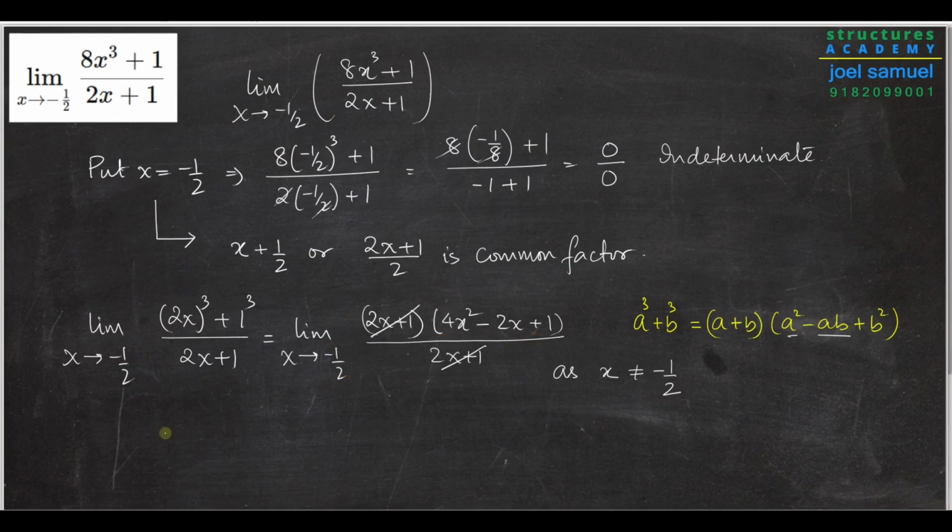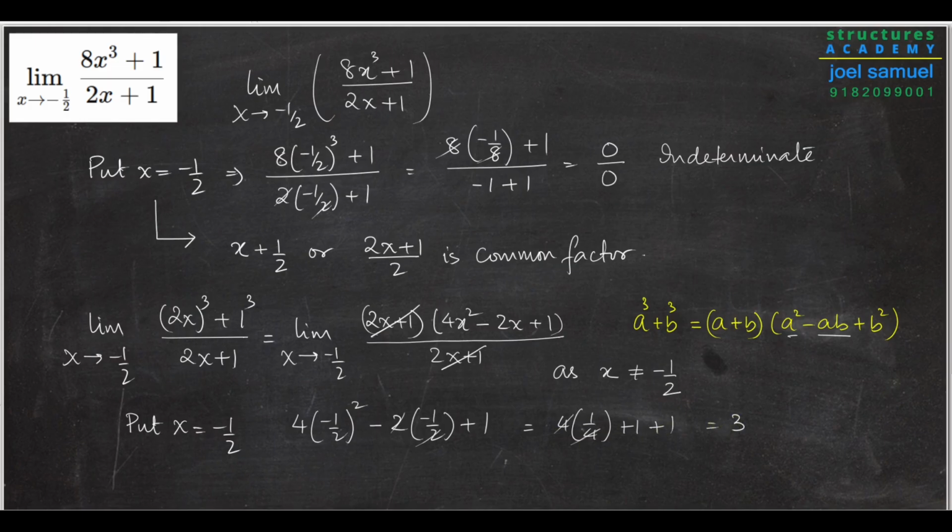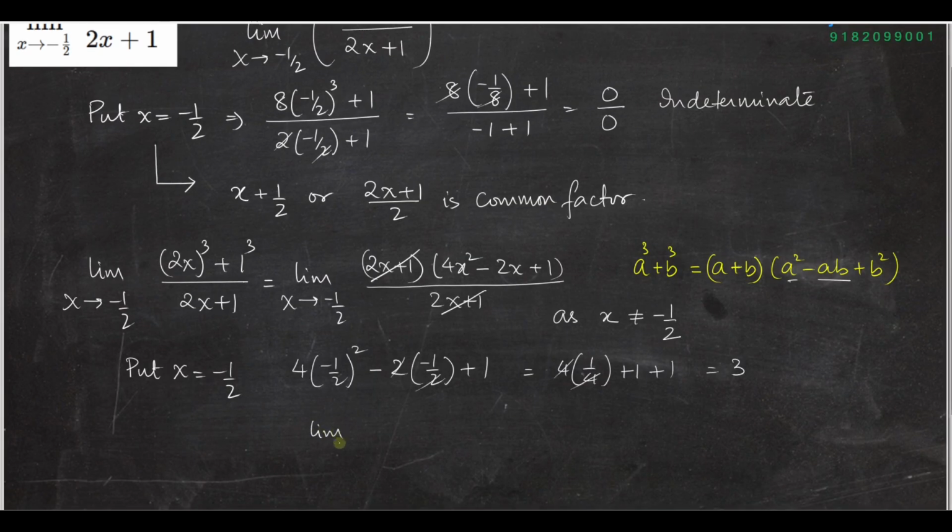and we can directly substitute minus 1 by 2 into this to get the limit value. So now we put x is equal to minus 1 by 2, and then we get 4 minus 1 over 2 whole square minus 2 into minus 1 over 2 plus 1. So this becomes 4 into 1 by 4. 2's get cancelled and I get plus 1 plus 1. The 4's get cancelled and I end up with 3. So the final answer is the limit as x approaches negative half of 8x cubed plus 1 divided by 2x plus 1 is equal to 3, and that is the final answer.